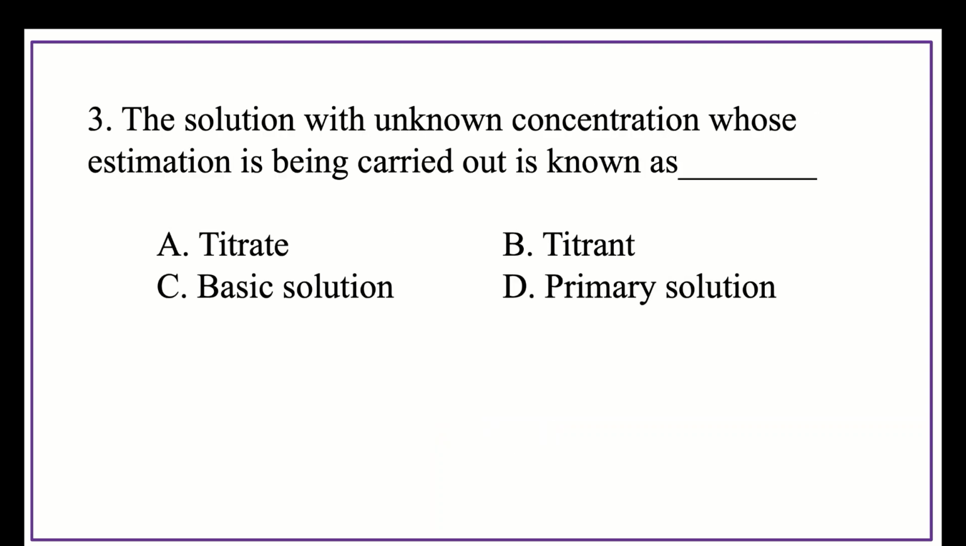Next question. The solution with unknown concentration whose estimation is being carried out is known as. So this is the solution which we are taking in a conical flask, of which the concentration is to be determined. So that is known as titrate, titrant, basic solution or a primary solution. So we call this a titrate or an analyte, whose concentration is to be determined using a titrant, that is a known concentration solution taken in a burette.